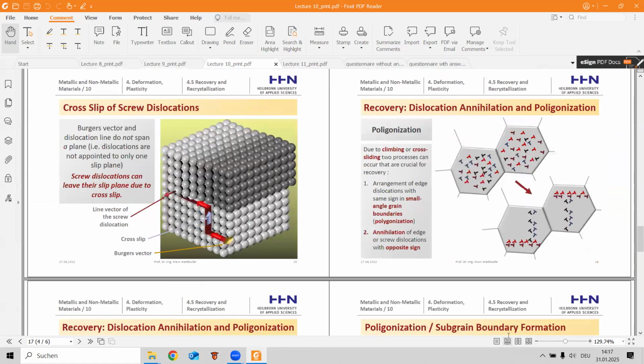Cross slip of screw dislocations. Burgers vector and dislocation line don't span a plane, so that means dislocations are not confined to only one slip plane. Screw dislocations can leave their slip planes due to cross slip. So here is the line vector of the screw dislocation, the cross slip, and the Burgers vector.